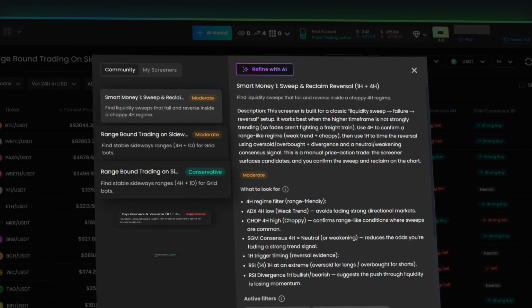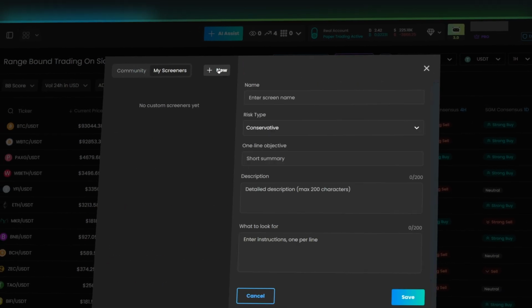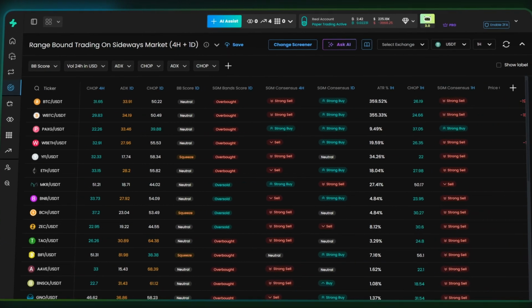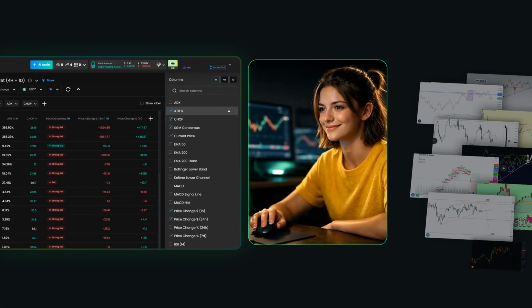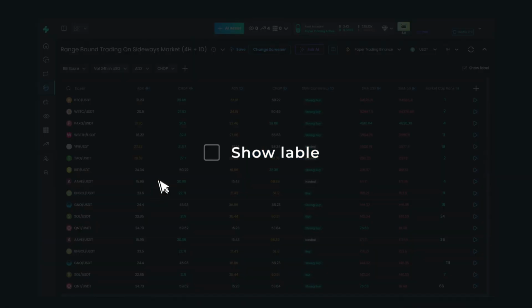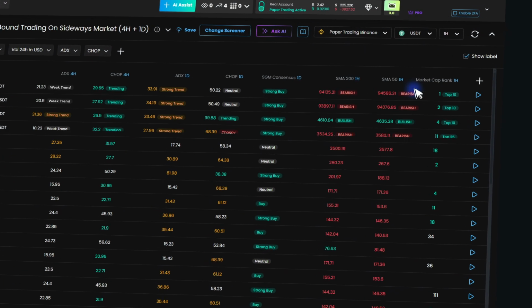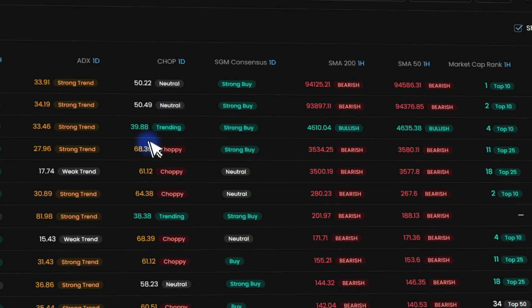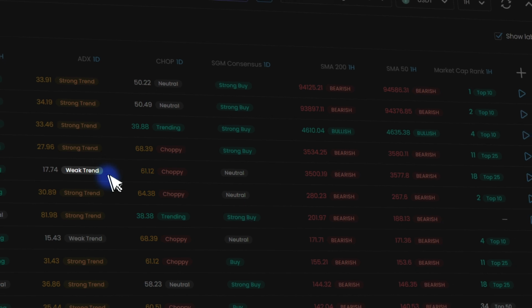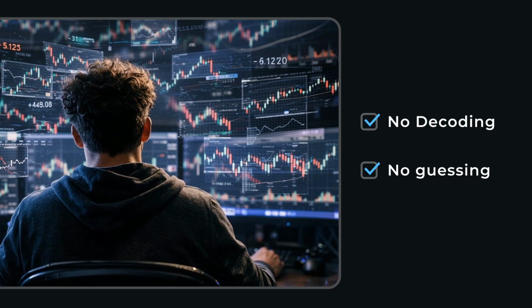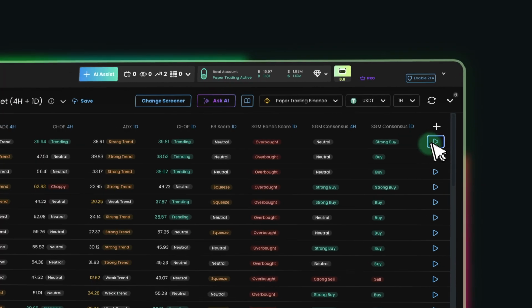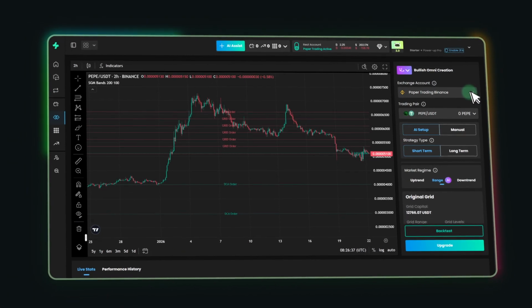Pick a community screener with its playbook, or build your own. In one table, you read bias, momentum, and market condition, so you stop chart hopping and start shortlisting. Flip on labels and it becomes instant. Bullish or bearish, strong trend or weak trend, trending or choppy. No decoding, no guessing. And it doesn't replace your entry model, it just gets you to the right chart faster.